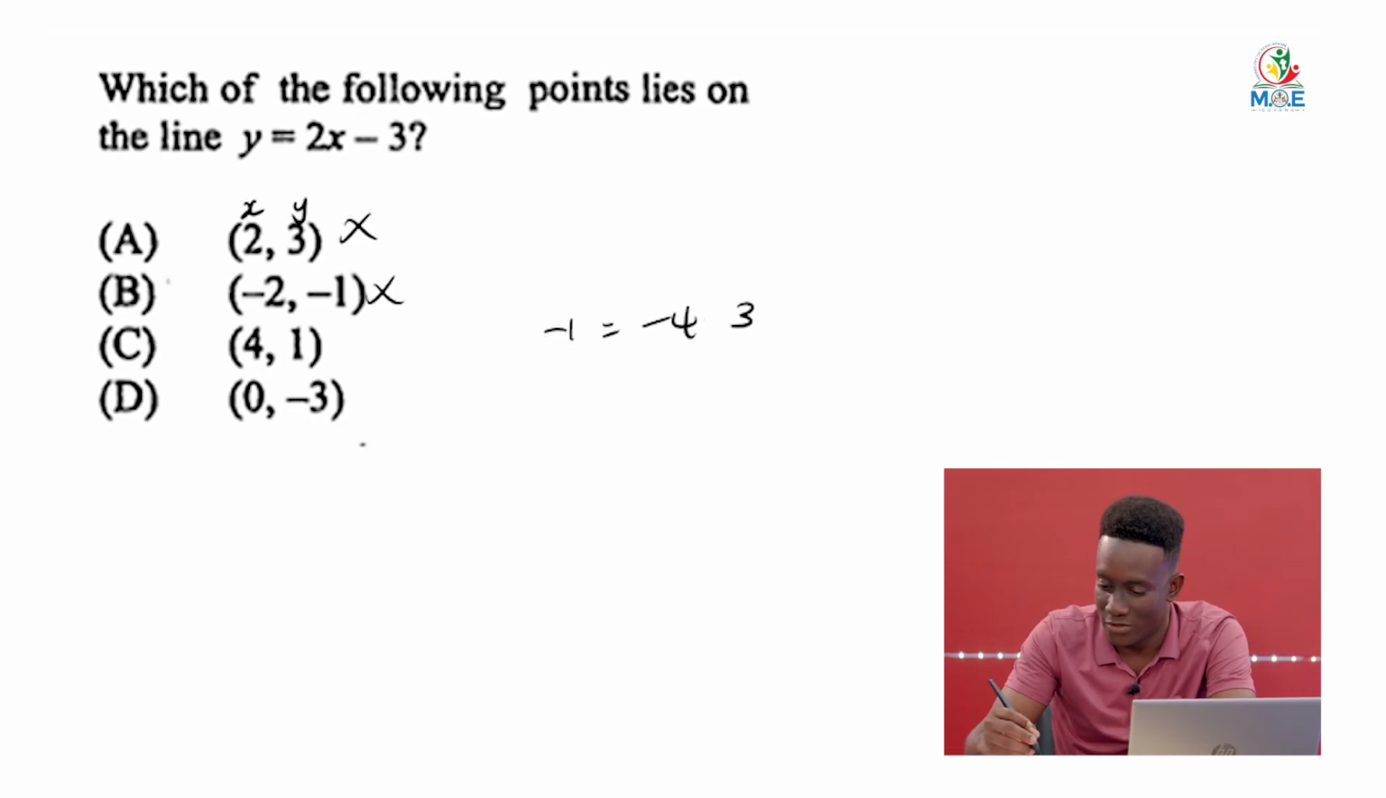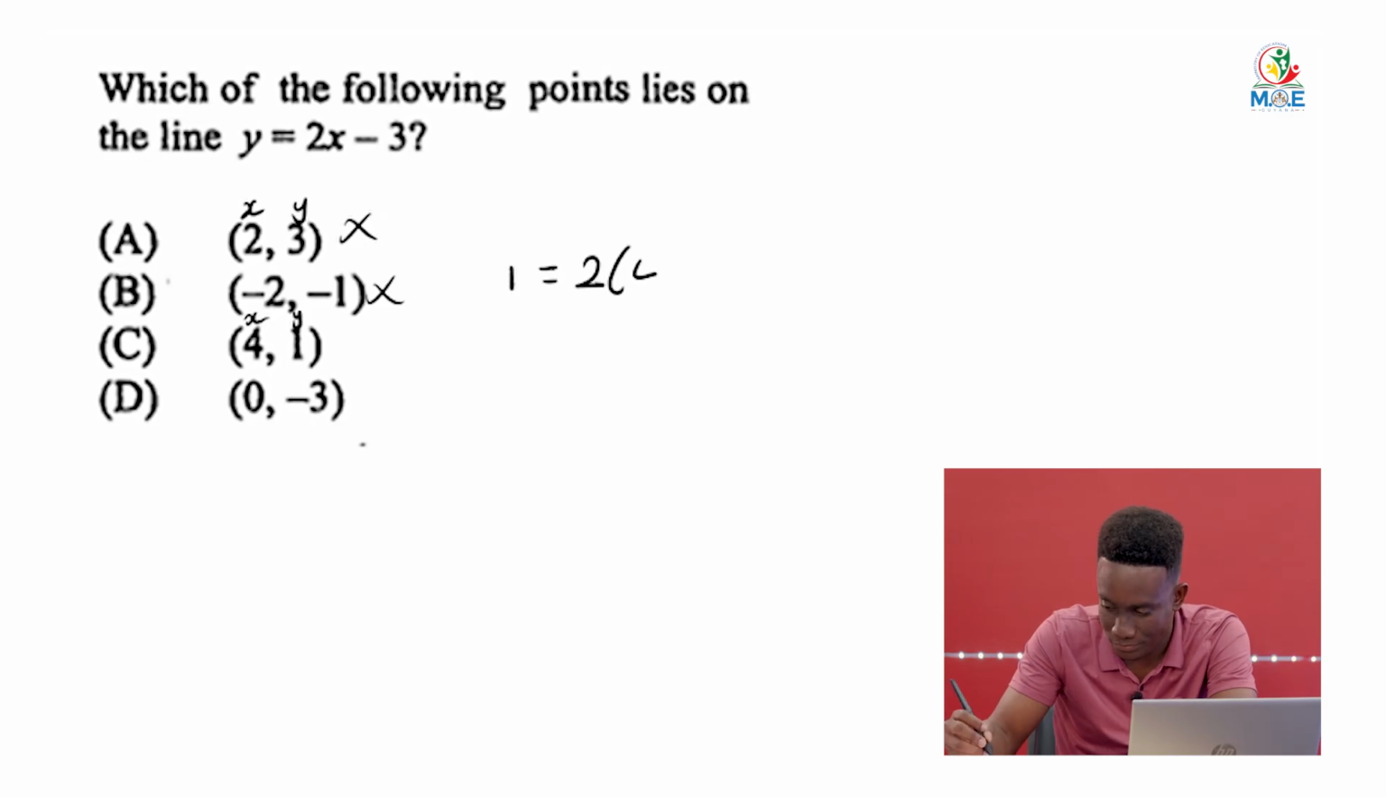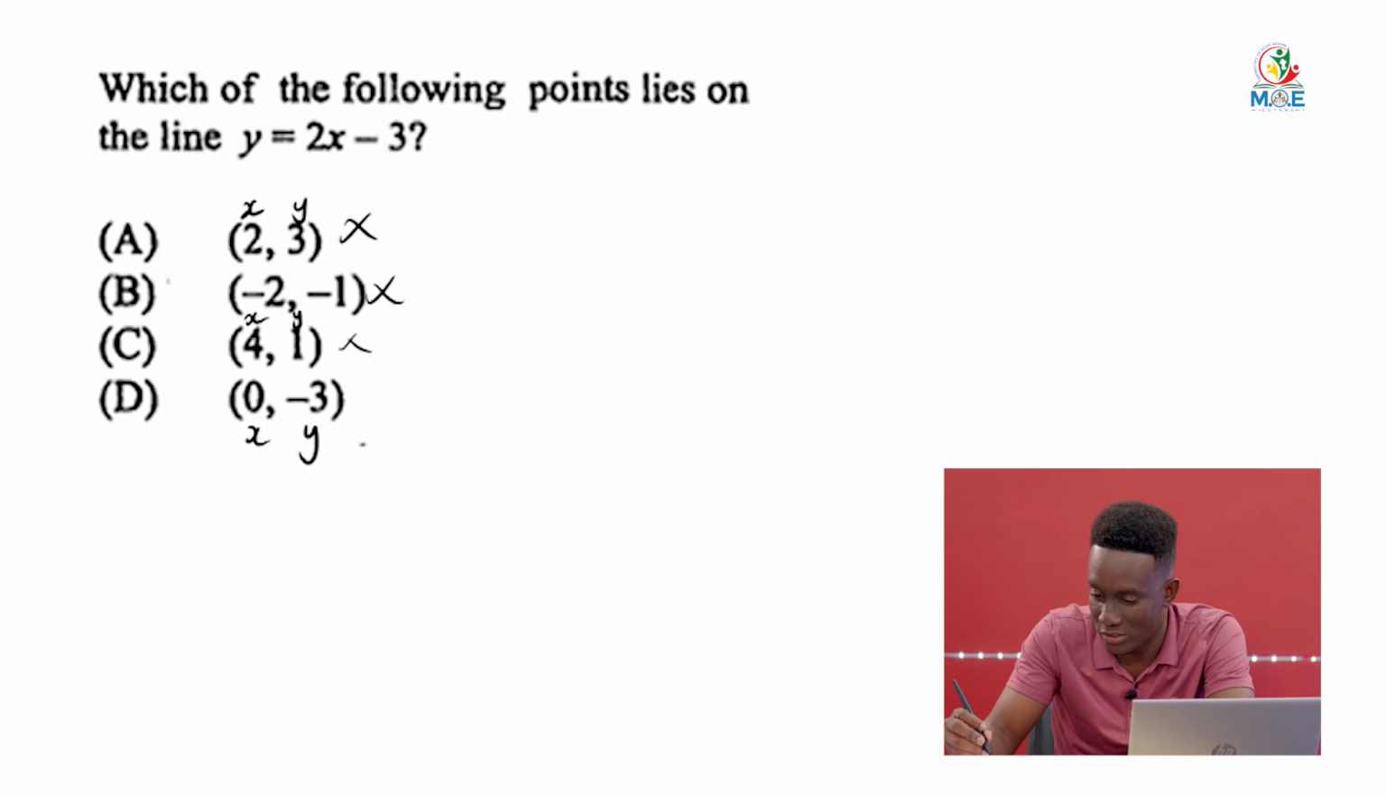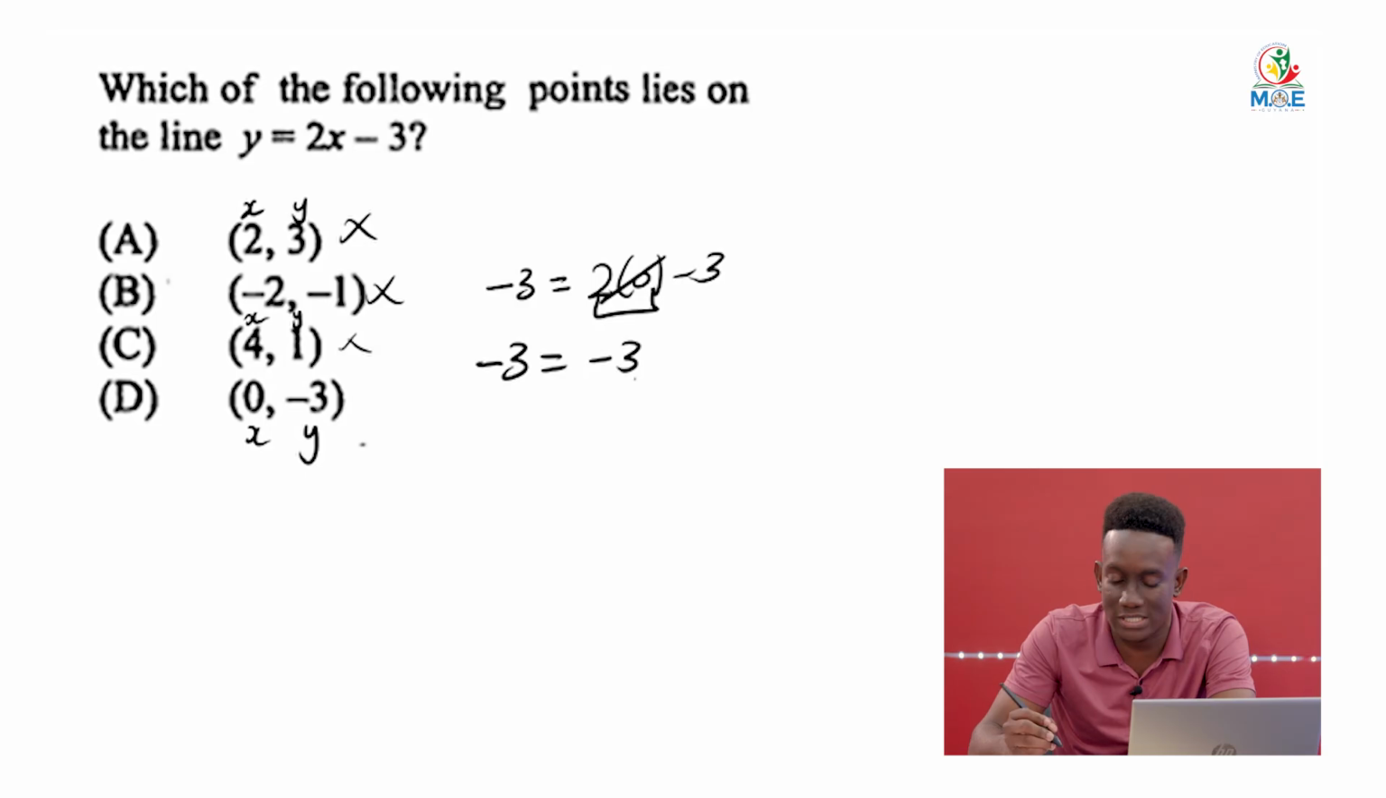It says (4, 1). So 4 would be x, 1 would be y. So it's 1 is equal to 2 times 4 minus 3. 1 is equal to 2 fours, 8, minus 3. We see that can work as well. So by virtue of elimination, D should be the answer. Let's check: x is 0 and y is -3. So -3 is equal to 2 times 0 minus 3. 2 times 0 is 0, so -3 is equal to -3. This satisfies it. So the answer is D.